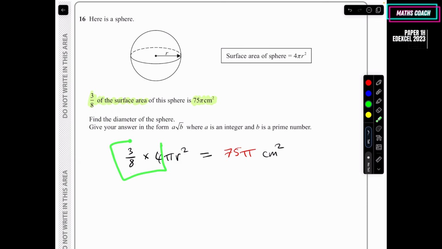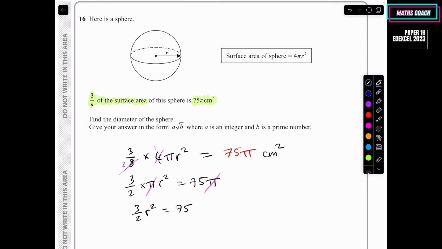So let's do this first. What can we do here? Well, the 3 will multiply with the 4, or you can cancel the 4 and the 8 like that. Let's do that actually. So divide that by 4 is 1, divide that by 4 is 2. So we end up with 3/2 times pi r squared is equal to 75 pi. Next, we can cancel the pi's on both sides. So goodbye pi. So we have 3/2 r squared is equal to 75.